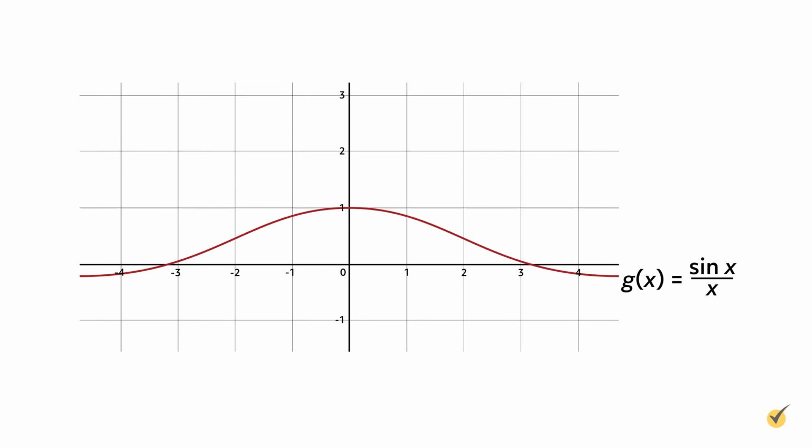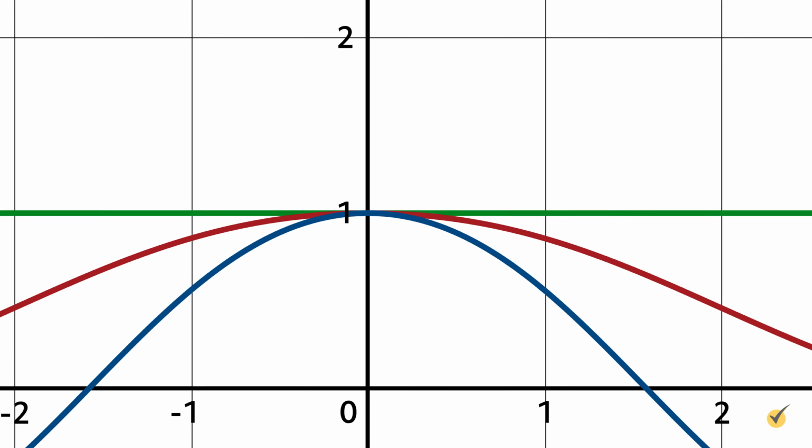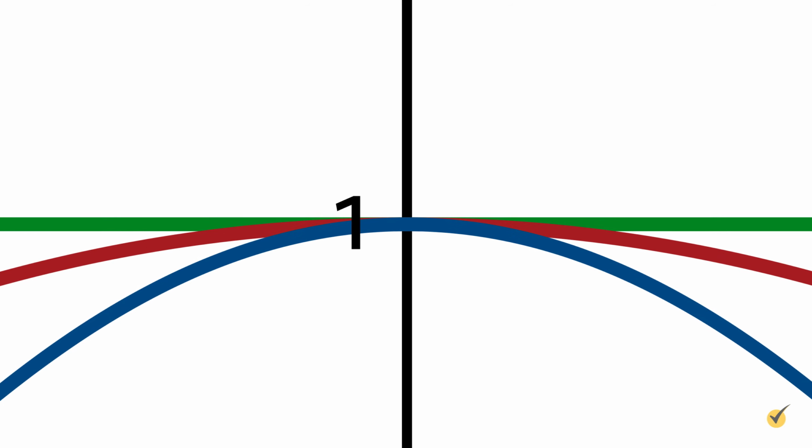This graph shows that sine of x over x is between the cosine function and the horizontal line y equals 1. When looking for the betweenness, we'll zoom in close to x equals 0. No matter how close we zoom into the graph, sine x over x will always be between cosine x and 1. By between, we are referring to the function outputs.